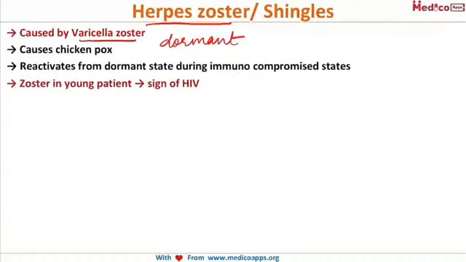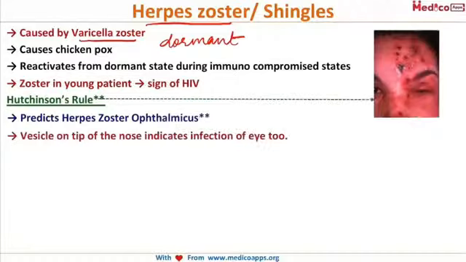Certain people such as old people or those with cancer chemotherapy going on are obviously immunocompromised. However, if herpes zoster occurs in a young patient, you should immediately think about HIV. Now, an important and very famous question, very frequently asked in your exams, is the Hutchinson's rule.